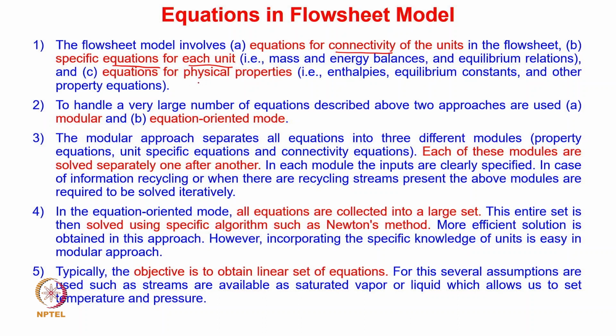The third class is equations with respect to physical properties. So how we can calculate different physical properties like enthalpies, equilibrium constants, and other transport and kinetic properties. These equations are referred to as physical properties equations. So these are the three different classes of equations which we see when we are designing the flow sheet. So how to solve these equations? In order to solve these equations, there are two methods by which people solve them.